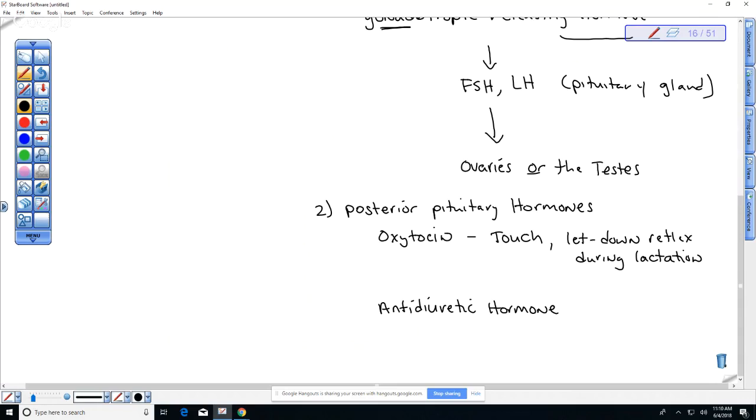Although some women have a really good letdown reflex, and so just the thought of nursing, or just hearing the baby cry, for example, sometimes they'll accidentally let down their milk, right? And that's why you put pads in your bras to soak up the excess milk that's coming out. Right? So that is oxytocin.